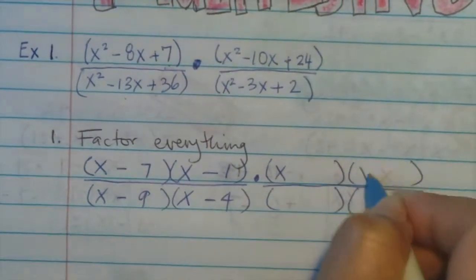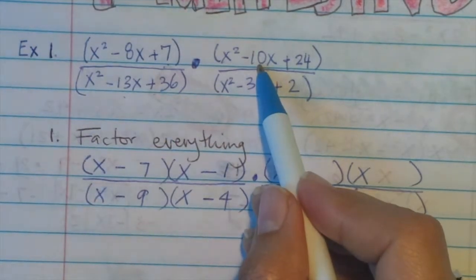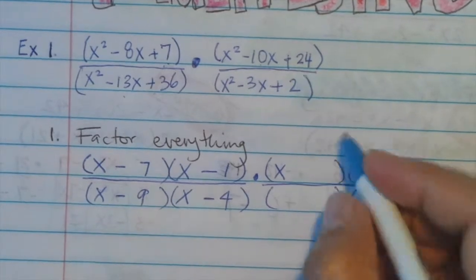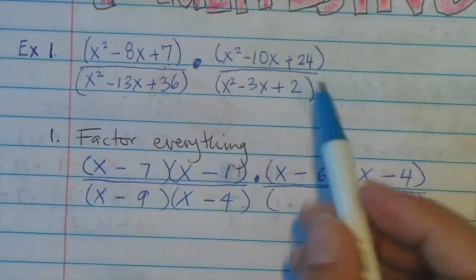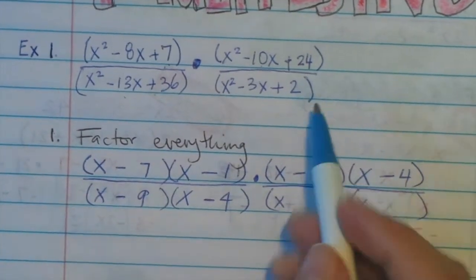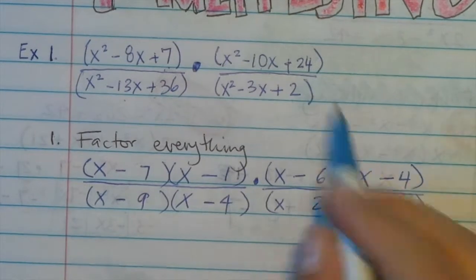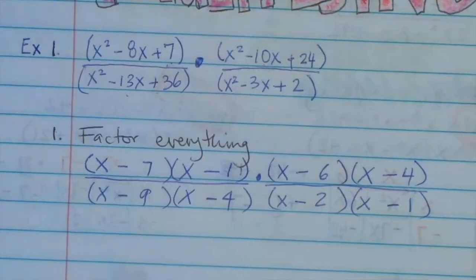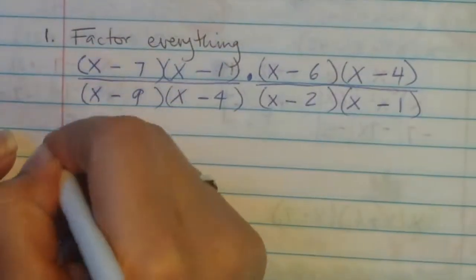So this is the shortcut. It only works if there's no number in front of x squared. 24 and 10, 6 and 4, and then negative, so that it can multiply to positive and add to negative 10. 2 and 3, 2 and 1, and both negative, so it can multiply to positive 2 and add to negative 3. So again, this only works if there's no number in front of the x squared.